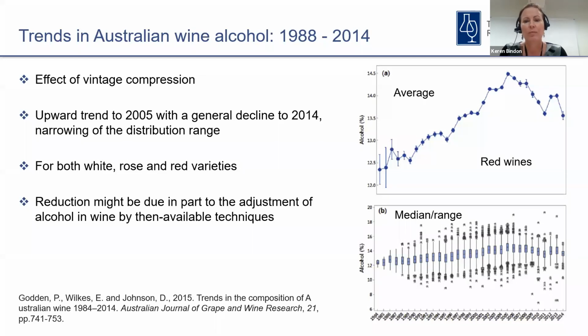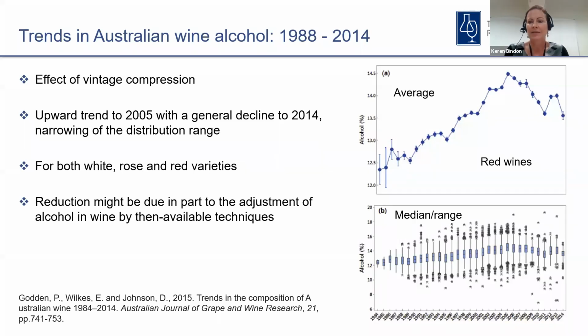Now, despite that, if we look at the actual trend in wine alcohol within Australia from 1988 through to 2014 with the data that we have, we saw really an upward trend up until about 2005, and this was for all grape varieties. Then from 2005 till 2014, we've started to see a general decline in wine alcohol. The result of this might be that despite the obvious effects of vintage compression, there's actually been the availability of adjustment techniques to reduce wine alcohol, and that might be the reason for that observed trend.